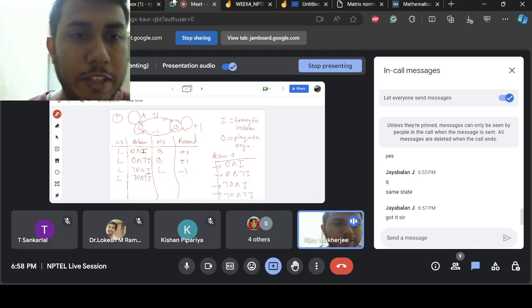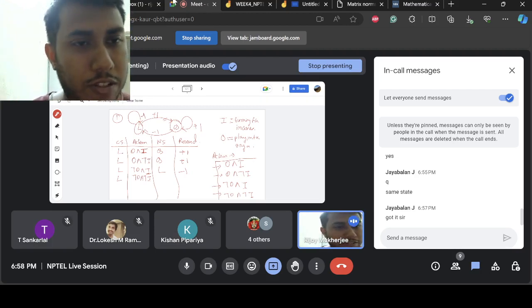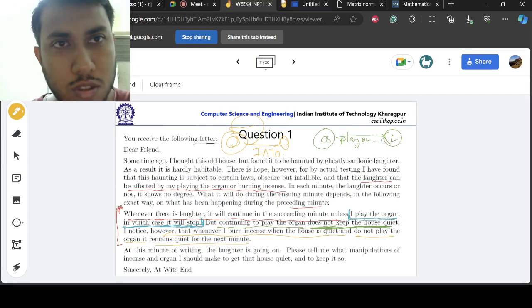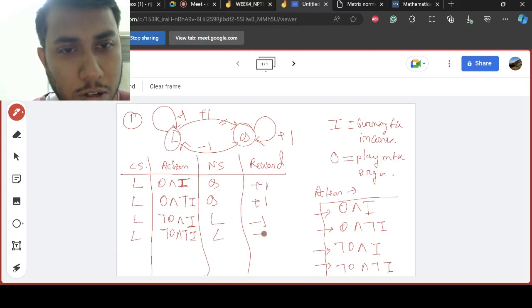So it will remain in the laughing state only, right? It will not go to the quiet state, since only after playing the organ does it take it to the laughing state or the quiet state. So it is not doing it. So it will remain in the laughing state and the reward will be -1.